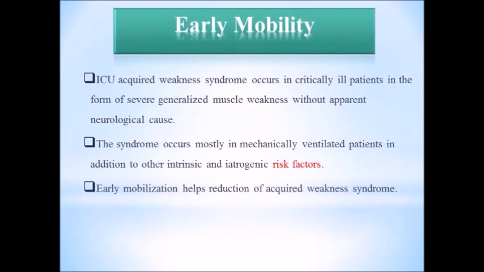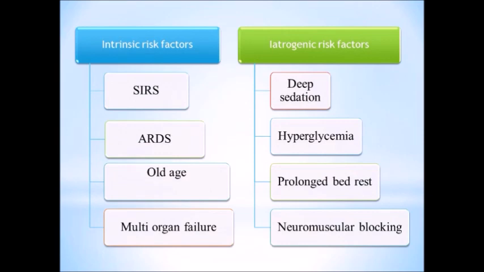Early mobility of critically ill patients is to be considered to avoid ICU-acquired weakness syndrome, which occurs in critically ill patients in the form of severe generalized muscle weakness without apparent neurological cause. The syndrome occurs mostly in mechanically ventilated patients in addition to other intrinsic and iatrogenic risk factors.